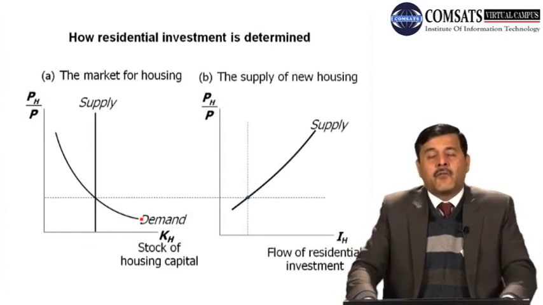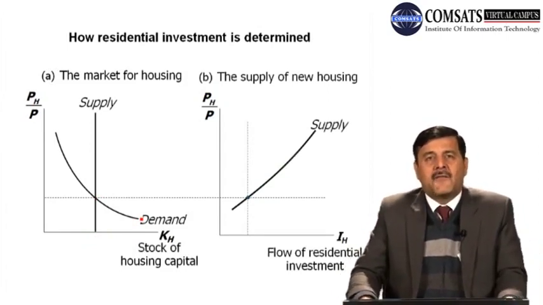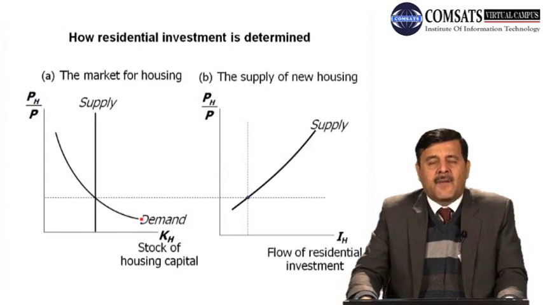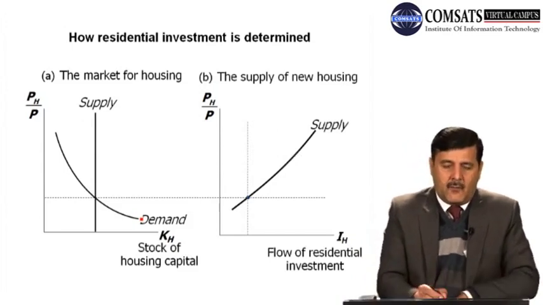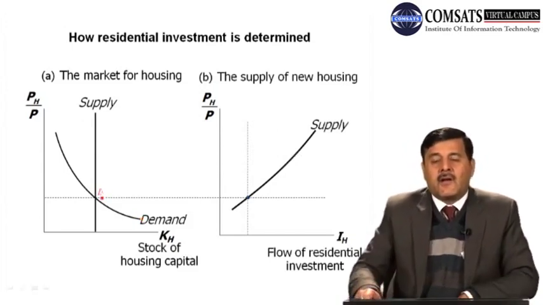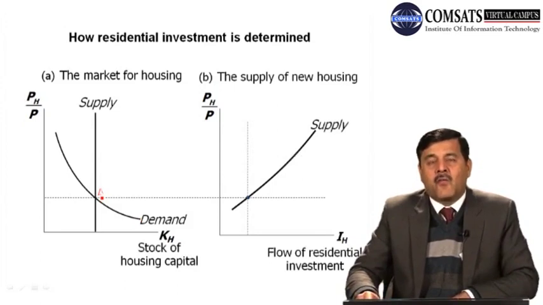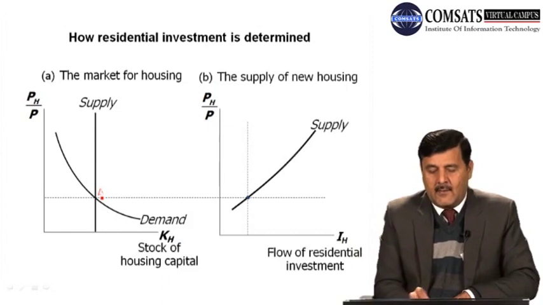If you look here, we have two graphs, A and B. In the first graph, which is about the market of housing, on the y-axis we're measuring the relative price of housing, on the x-axis we're measuring the capital stock of housing, the stock of housing capital. Supply is given, it is vertical, demand for housing is negatively sloped, and both intersect at point A. Now corresponding to this point, if you look at the other graph, on the vertical axis we are measuring the relative price, on the x-axis we are measuring the flow of residential investment.